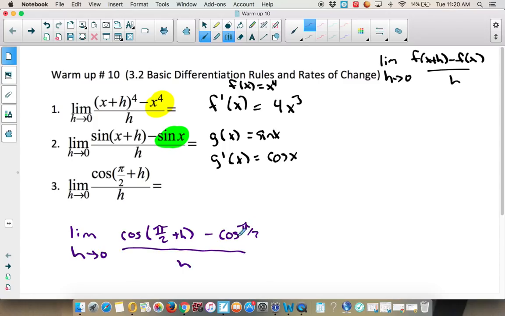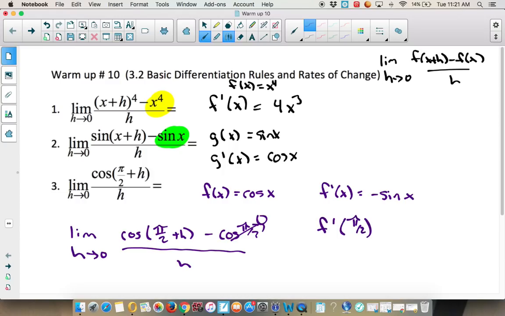Well, cosine of pi over 2 is 0. That's why that's missing from this particular example. So really what I want is my function is cosine x, my derivative is negative sine x, and it wants that evaluated at pi over 2. Well, negative sine of pi over 2 is going to be negative 1.